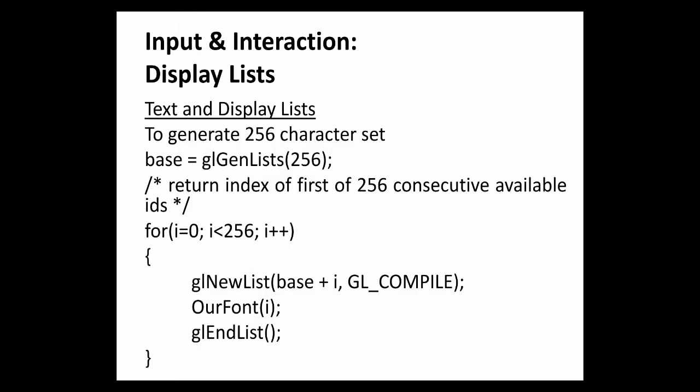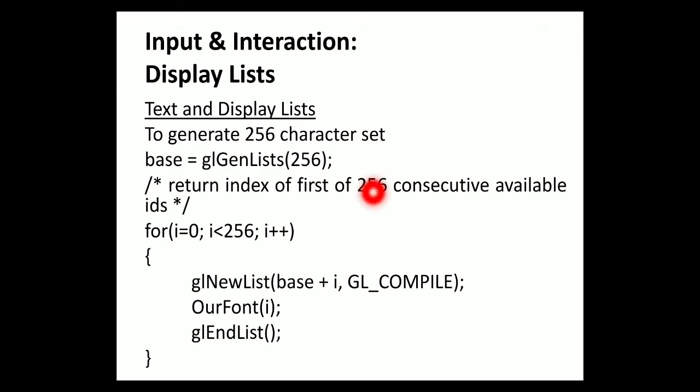Now in this case you can see a new function defined. The function is glGenLists. It's going to generate the lists. In this case I'm passing 256 as the parameter. It means that we are going to generate a 256 character set. So base is defined with glGenLists of 256, and now this base is going to be used in order to generate on the graphics.